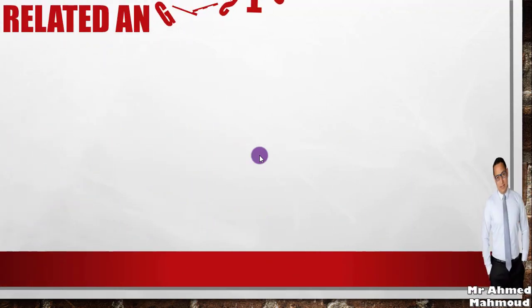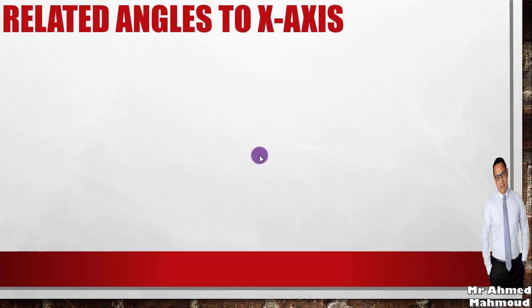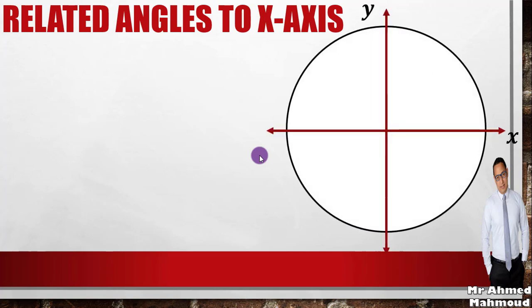First, I'm going to divide the related angles into two parts: angles related to the x-axis and angles related to the y-axis. I'm going to start with angles related to the x-axis. Now, by using the unit circle.